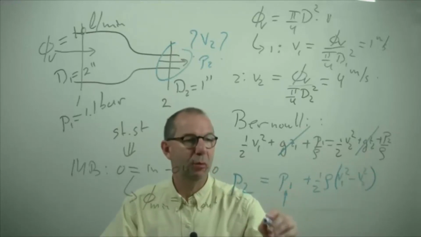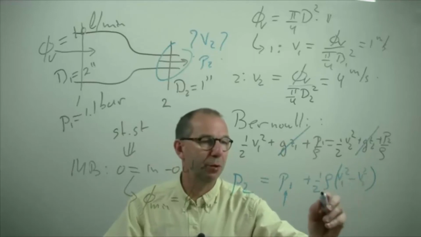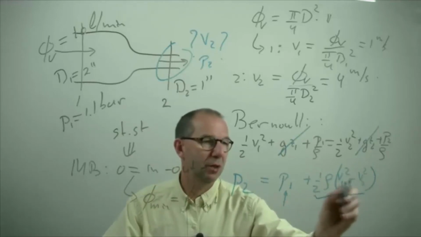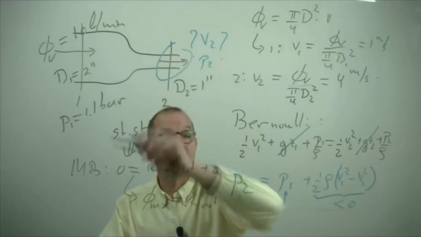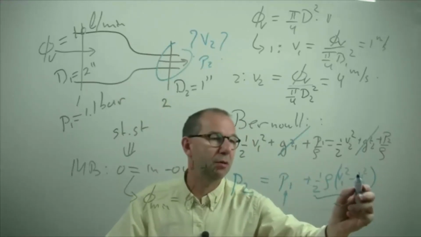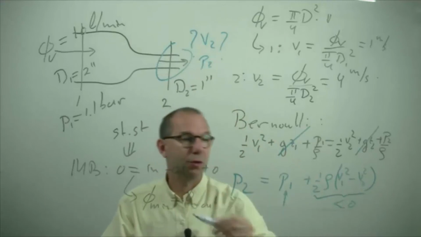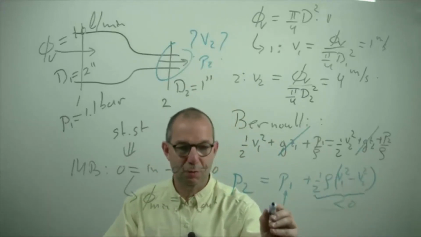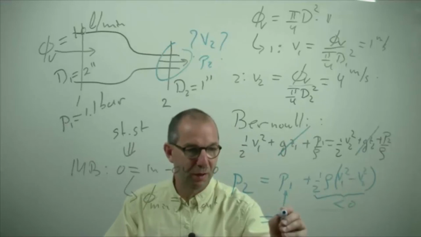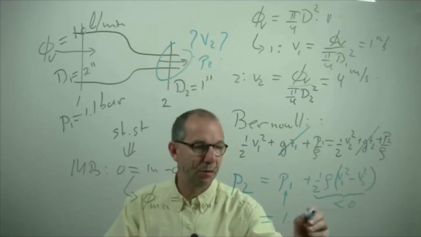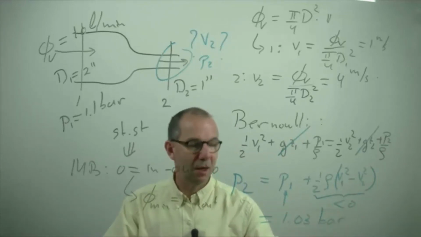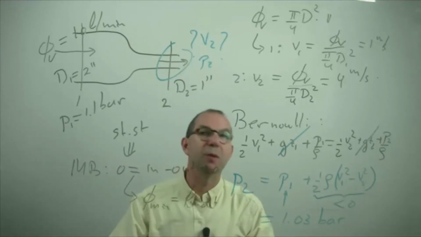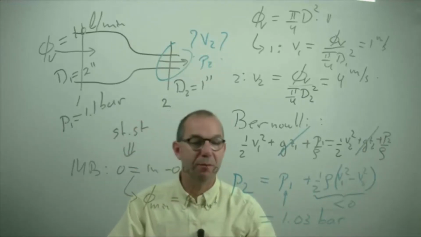This is known, 1.1 bar, these I have computed, and realize this is smaller than 0 as V1, the upstream through the bigger part of the tube, is smaller than downstream through the narrowed tube. Thus, this is negative, hence P2 is smaller than P1, and if you put in the numbers you're going to get a drop towards 1.03 bar from the 1.1 bar.